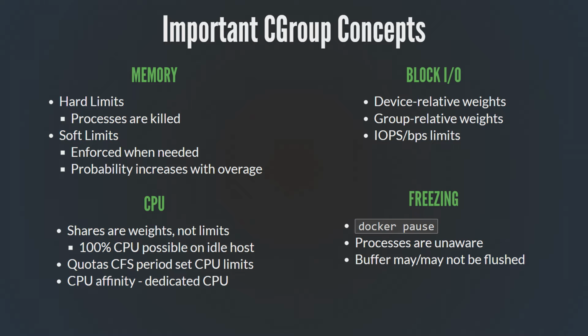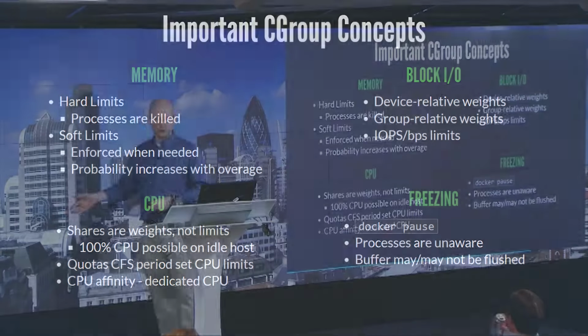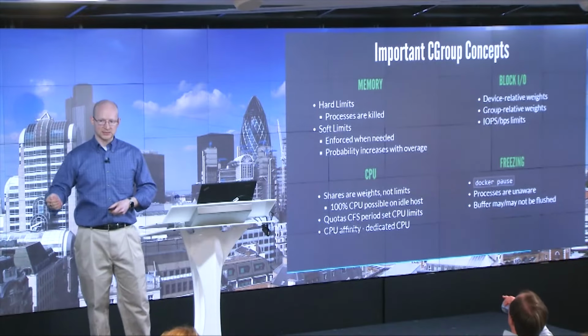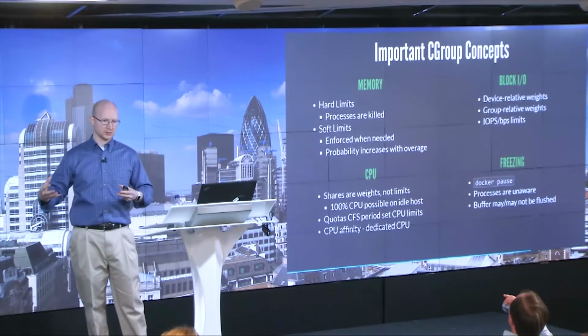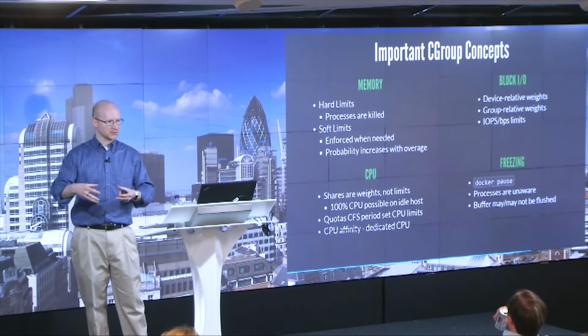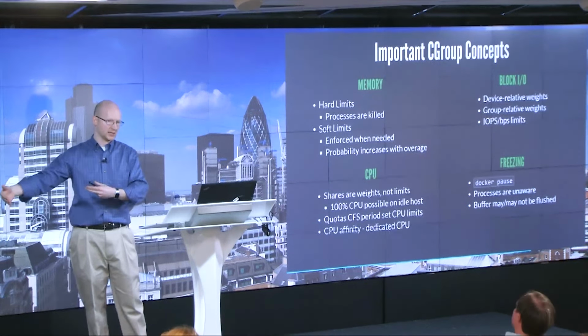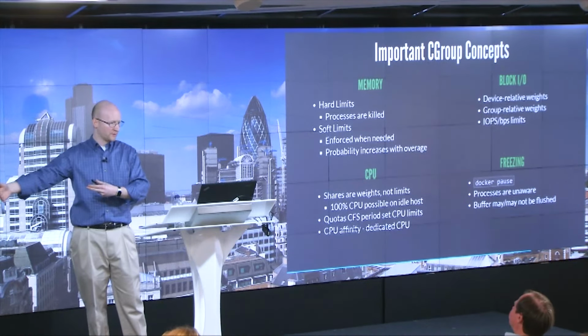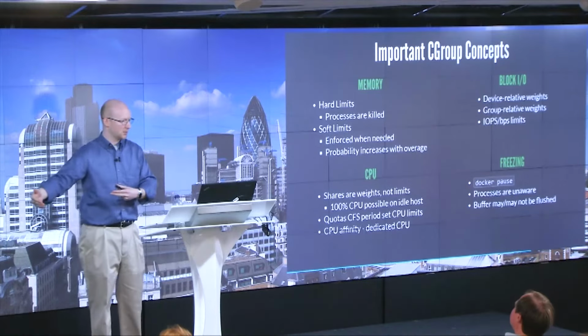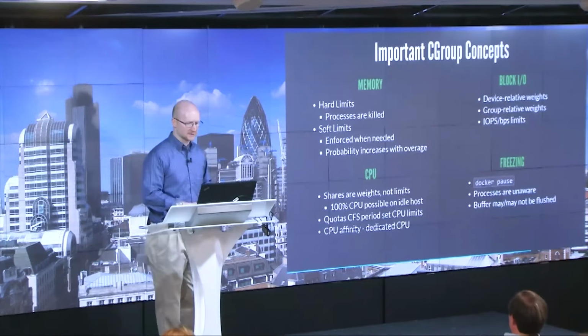Another option is a soft limit, which actually doesn't kill the process unless there's contention on the host, and then the processes are killed in order of priority based on how much over their soft limit they go. So the more they go over the soft limit, the more likely they will be killed, which is a nice trade-off in a lot of cases.